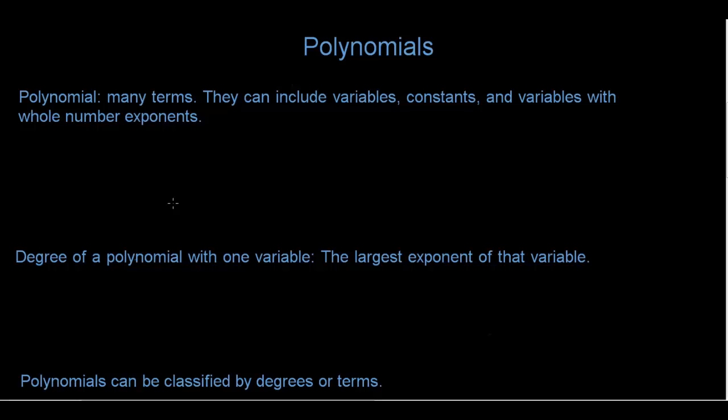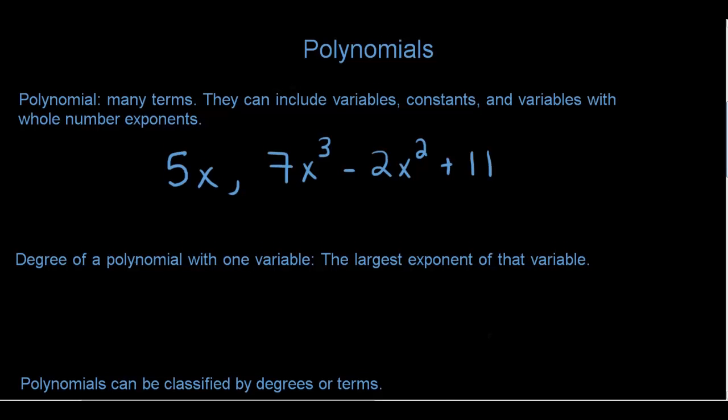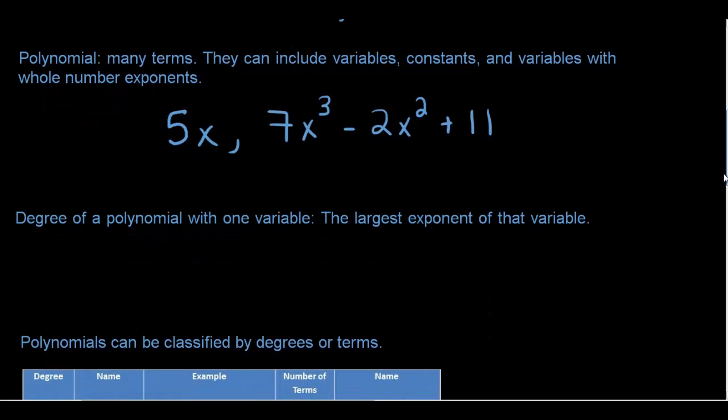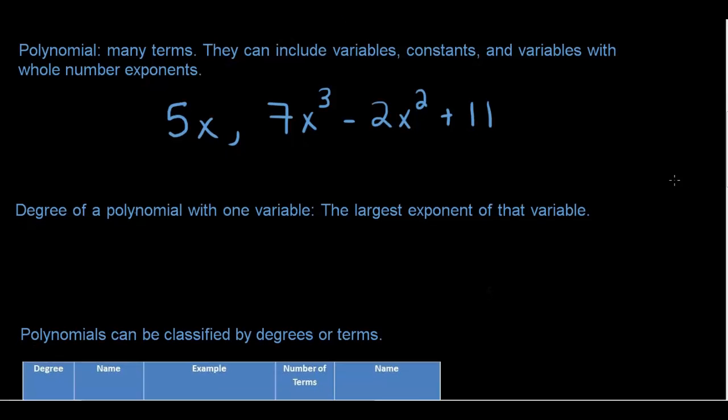So here are some examples of polynomials. 5x, for instance, is a polynomial. I can also write 7x to the power of 3 minus 2x to the power of 2 plus 11. This is another polynomial. This one has 3 terms. Now, polynomials can be classified by the number of terms or also by their degree. The degree is determined by looking at the largest exponent of the variable.